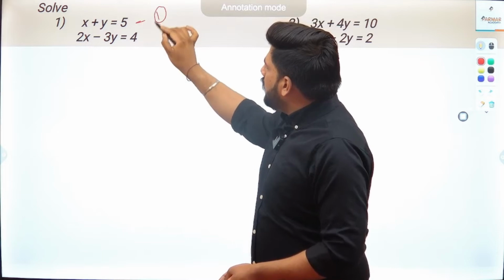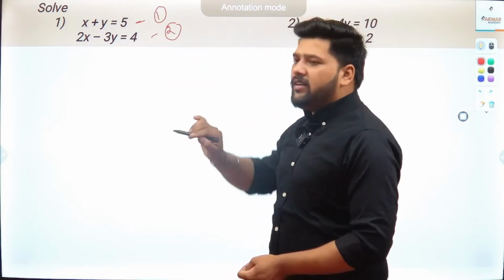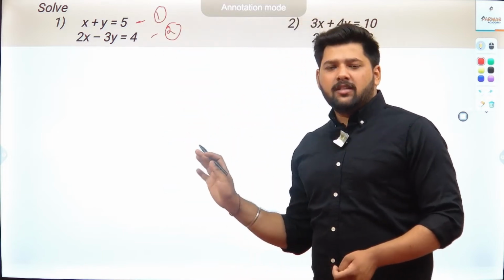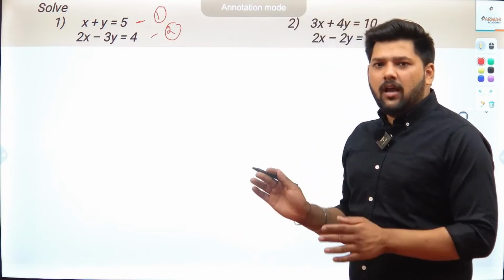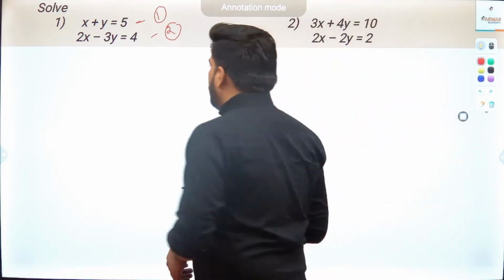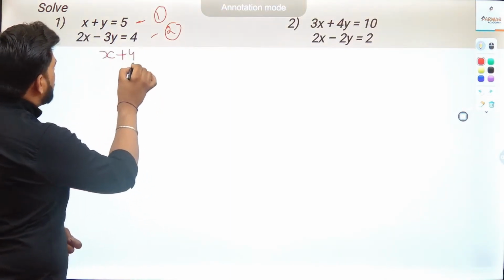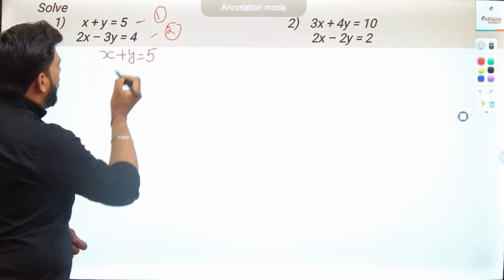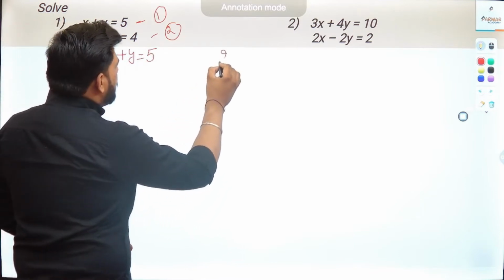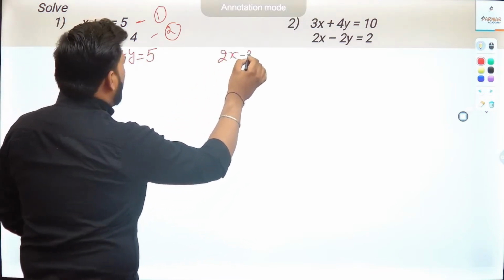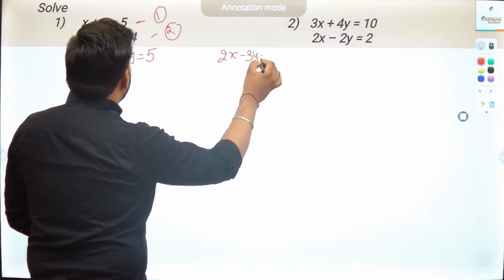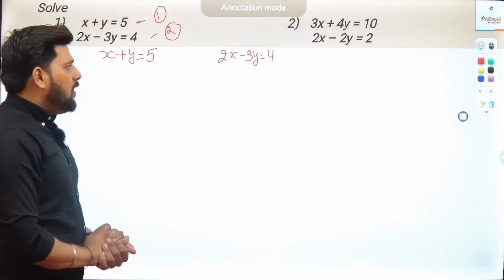This is the first equation and this one is the second equation, and we have to solve this system of equations using the substitution method. So, very easy. Look here. The first equation is x plus y is equal to 5, and the second equation is 2x minus 3y is equal to 4. What is the first step?